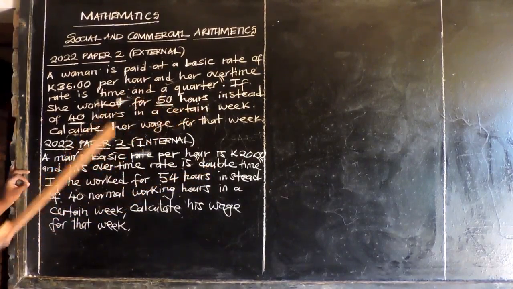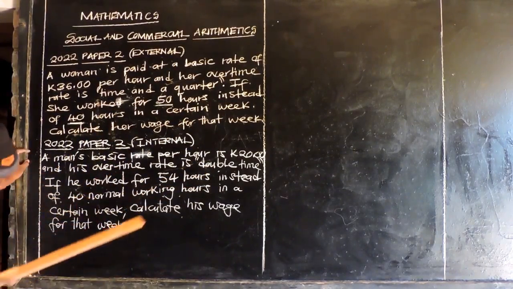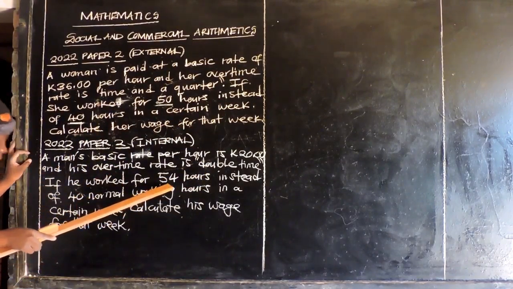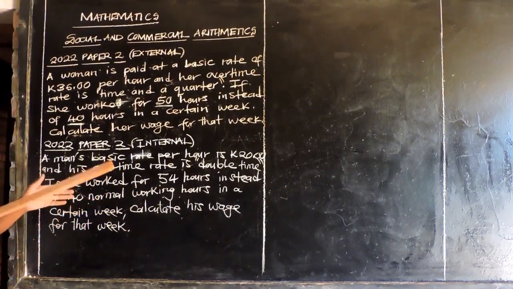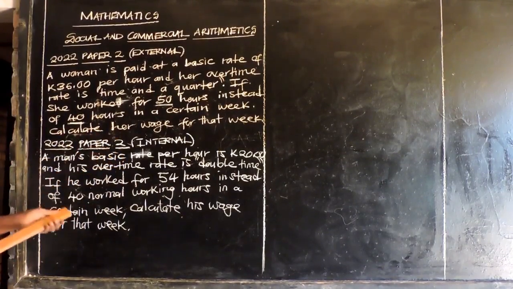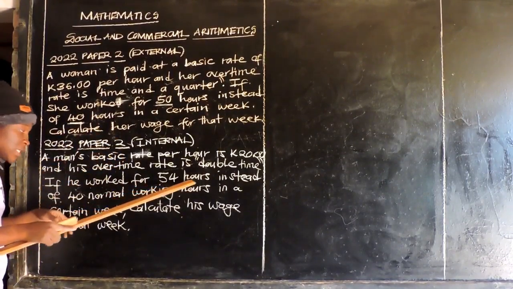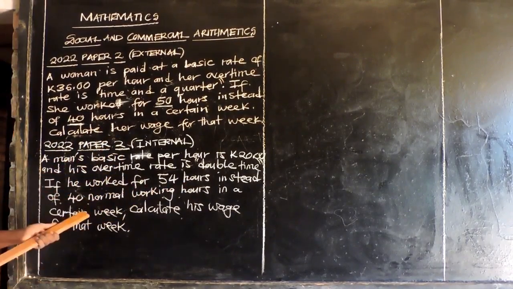Then they are saying, in a certain week, this man worked for 54 hours instead of 40 hours. So these 40 hours, it was normal. That's the normal working hours per week, right? Yes. But there was a week in which this man worked for 54 hours instead of 40 hours. Meaning you have got a surplus number of hours.